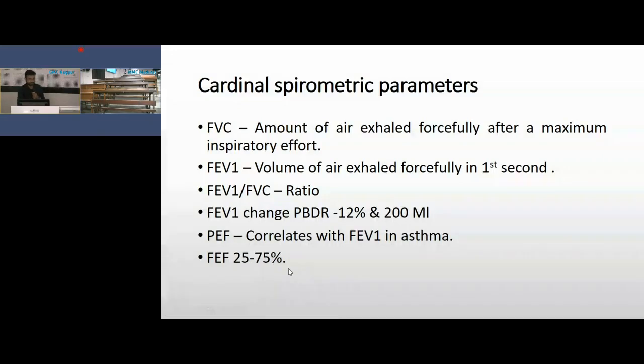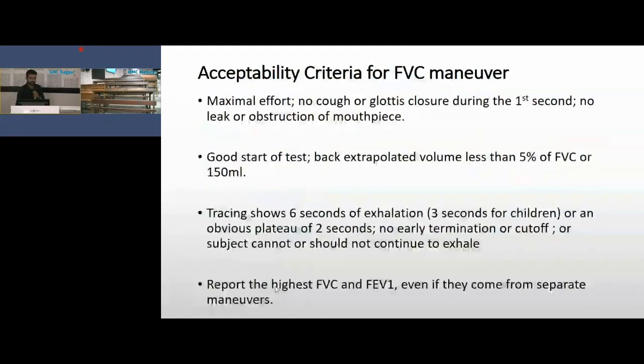Now, spirometry should be acceptable, and only after that can we interpret it. So, acceptability criteria for the FVC maneuver is maximum effort, which includes no cough or glottic closure during the first second, and no leak or obstruction of the mouthpiece. There should be a good start of test, with back-extrapolated volume less than 5% of FVC or 150 ml, which means back-extrapolated volume represents the hesitancy of the patient. There should be no hesitancy.